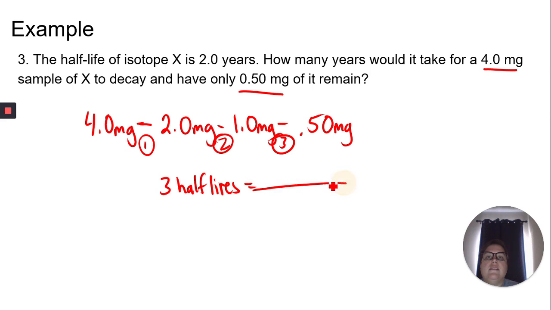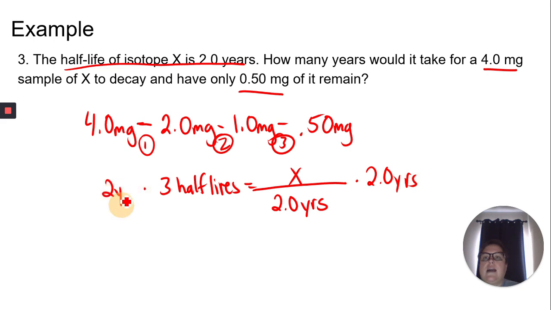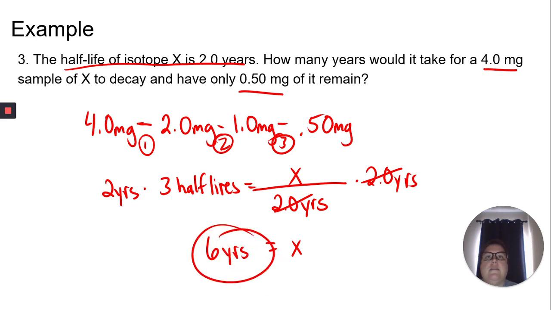And then we look and see what time value we were given. It says the half-life is 2 years. So this time we're putting the time on the bottom because that's the time for each half-life. And then we're solving for the top. So we would multiply by 2 years on both sides. And x would be 6 years. So the total time is 6 years.